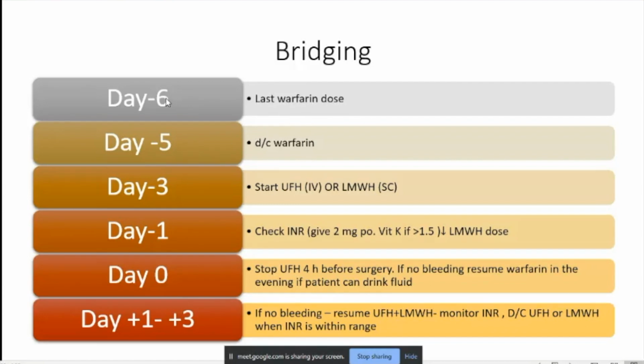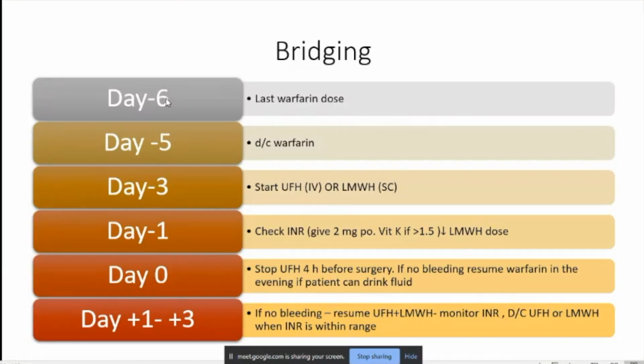Okay, now the day 0, that is the surgery day. Okay, so surgery day, if the patient was on unfractionated heparin, we have to stop the unfractionated heparin on the day of surgery. So what we have to do is stop the unfractionated heparin at least 4 hours before the surgery. And surgery is done.